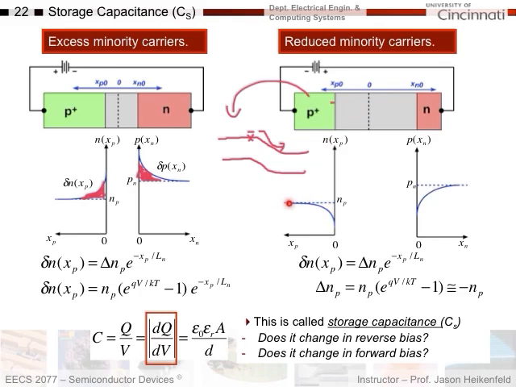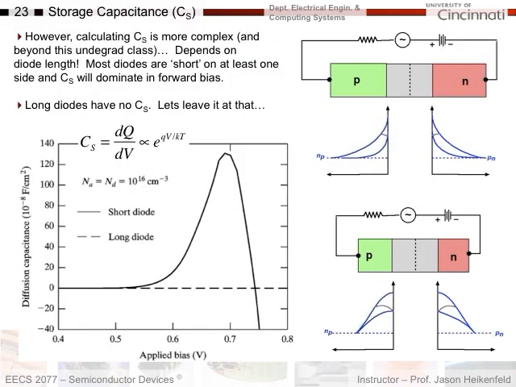So let's use what we have here, and we'll figure out our storage capacitance for forward bias. I said we'd figure it out, but it's actually a little more complex than what we have time for, and which is of use to you.